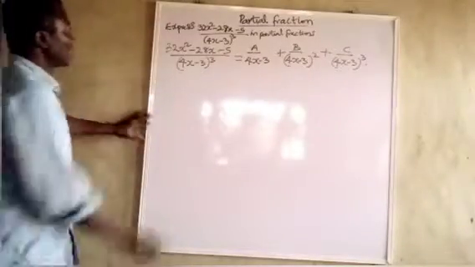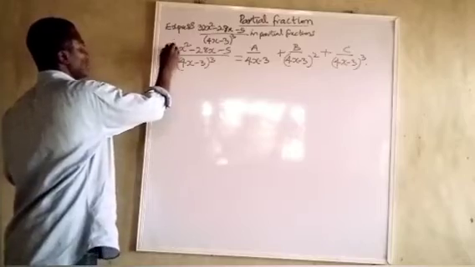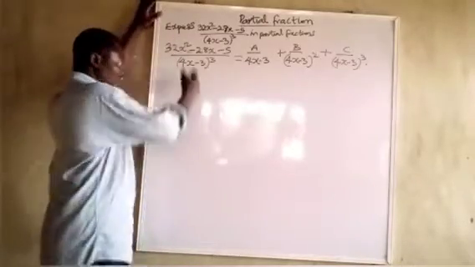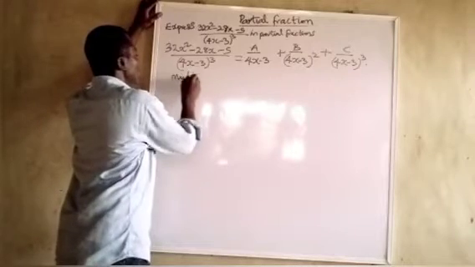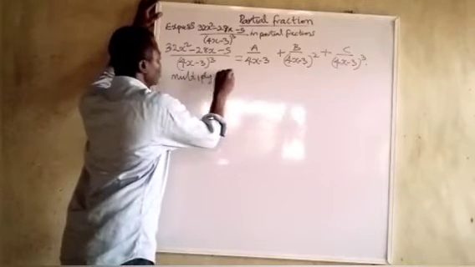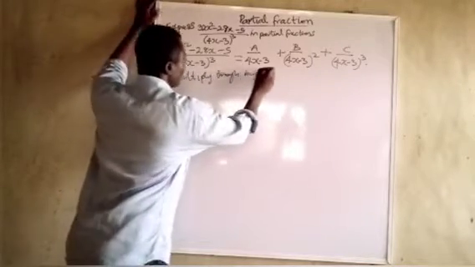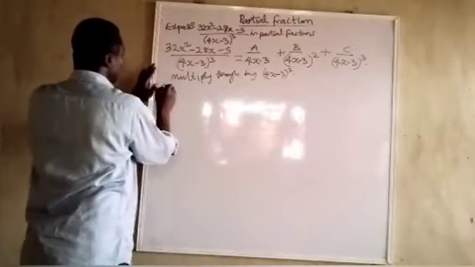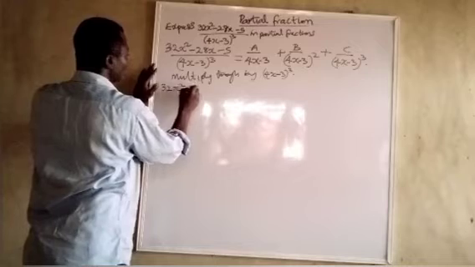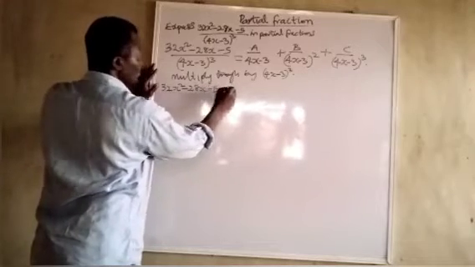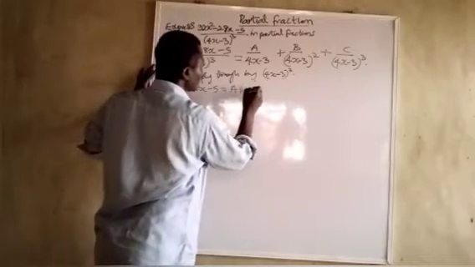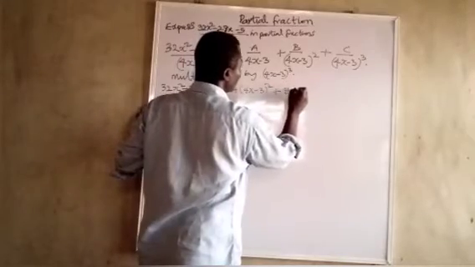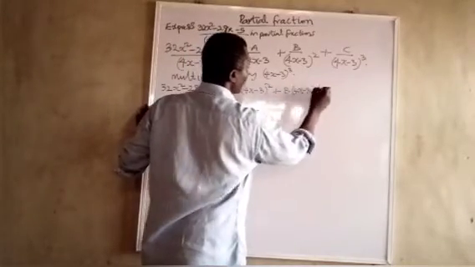But we have it in a simple manner now. Now let's multiply through by our LCM, which is 4x minus 3 cubed. What does that give me? It makes it 32x squared minus 28x minus 5 equals a into 4x minus 3 squared plus b into 4x minus 3 plus c.